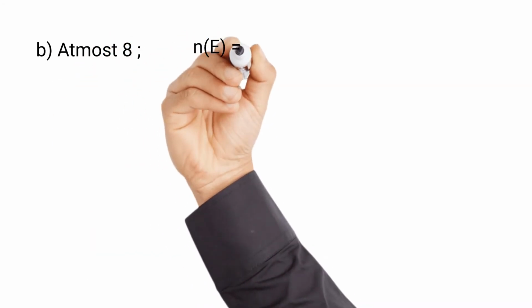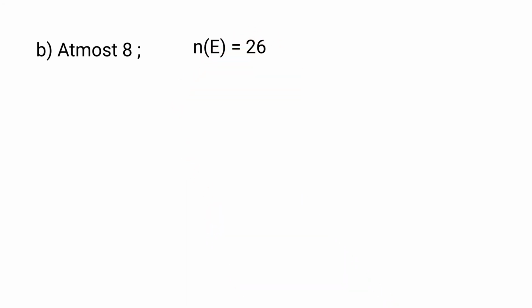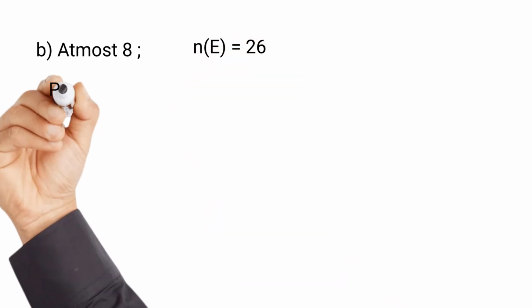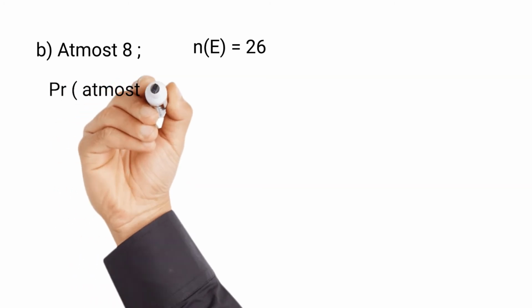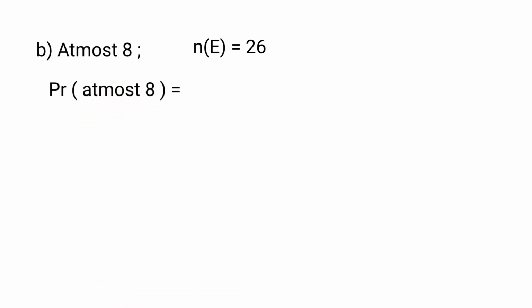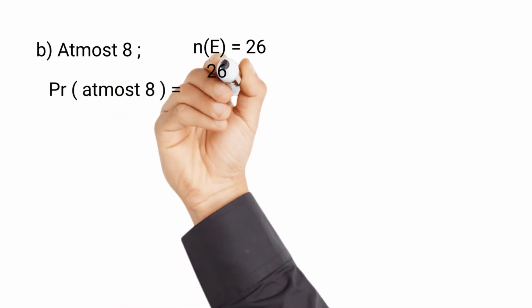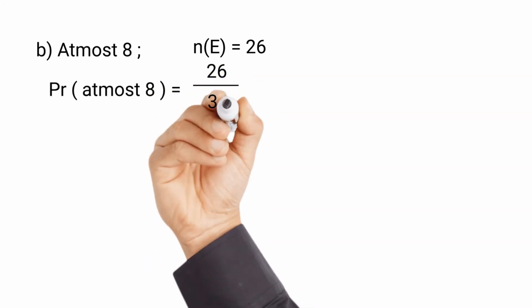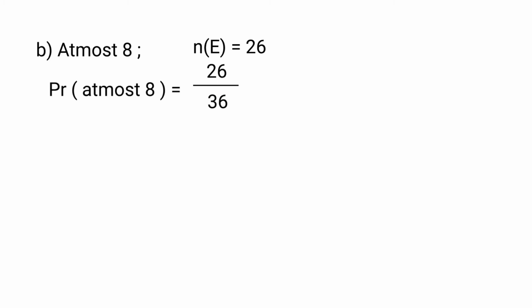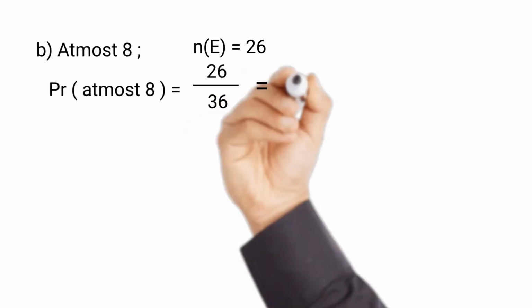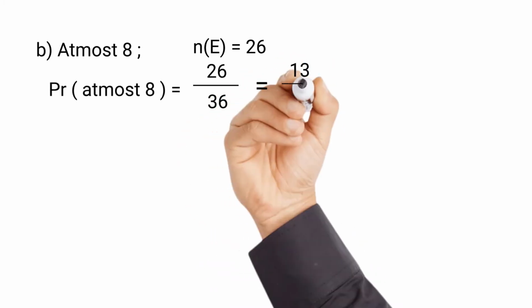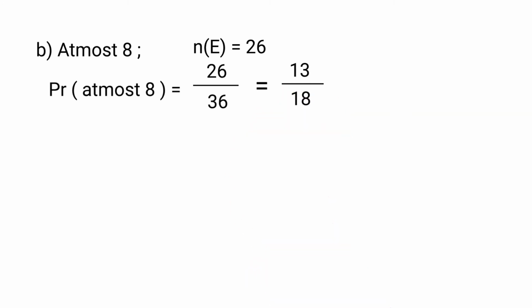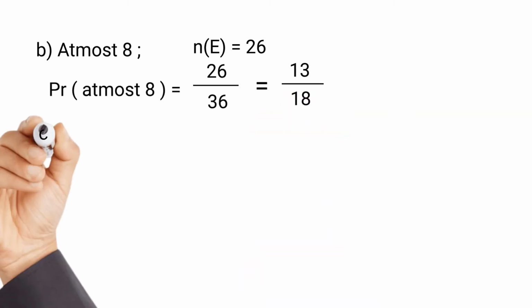All right, B part of the question. At most 8 simply means count all the 8s, count all the 7s, count all the 6s down to 2 in the table. So at most 8, we have 26 of them. So 26 over 36. Is that okay? So we can break it down. 2 can go into 26, we have 13. 2 going into 36, we have 18.